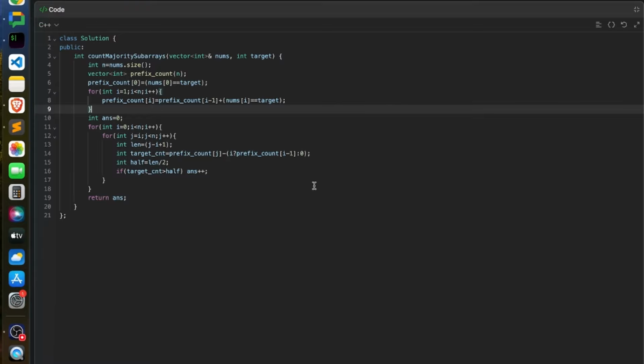Here is the code of the second problem. So as I mentioned, you would be given nums array and the target. So this is the size. I have created one prefix array. So I have called it prefix count.